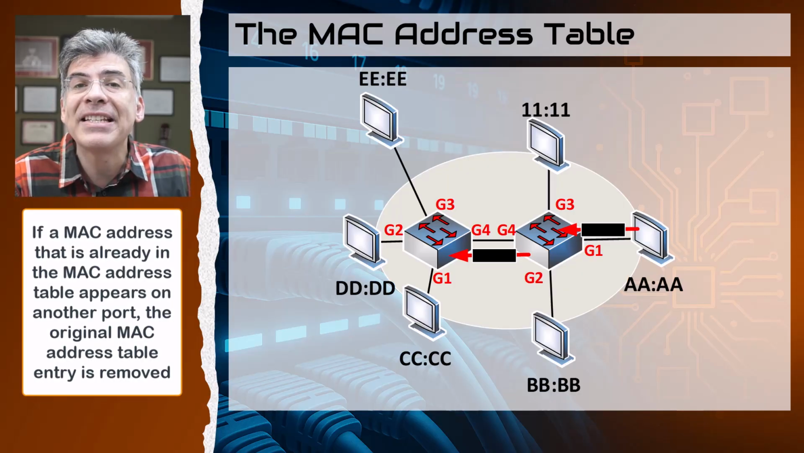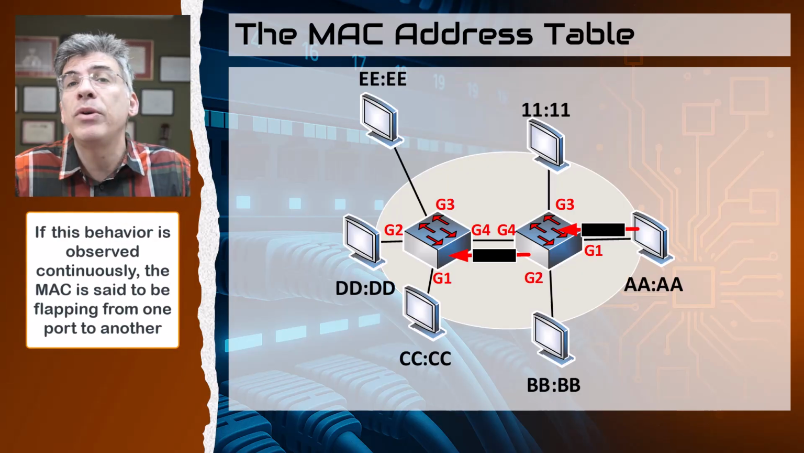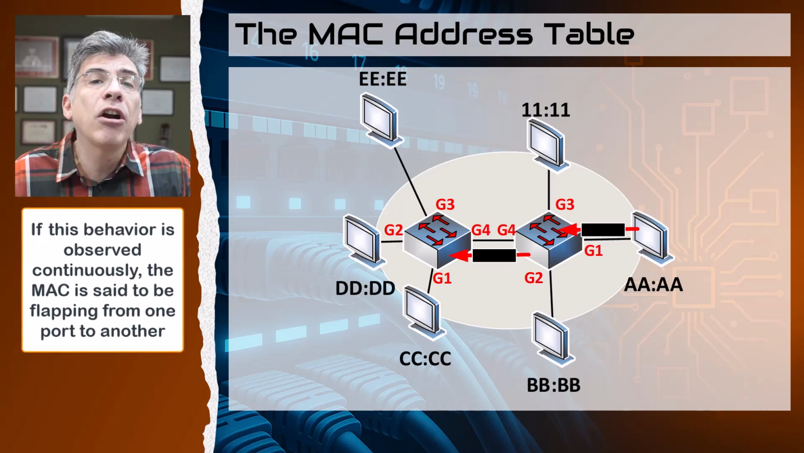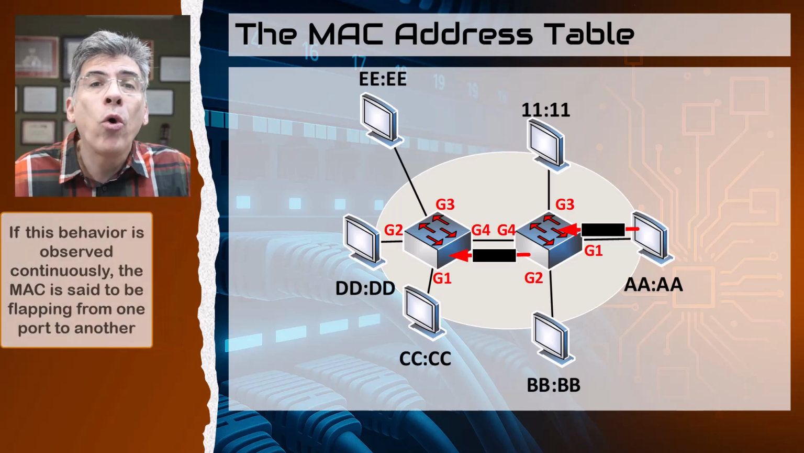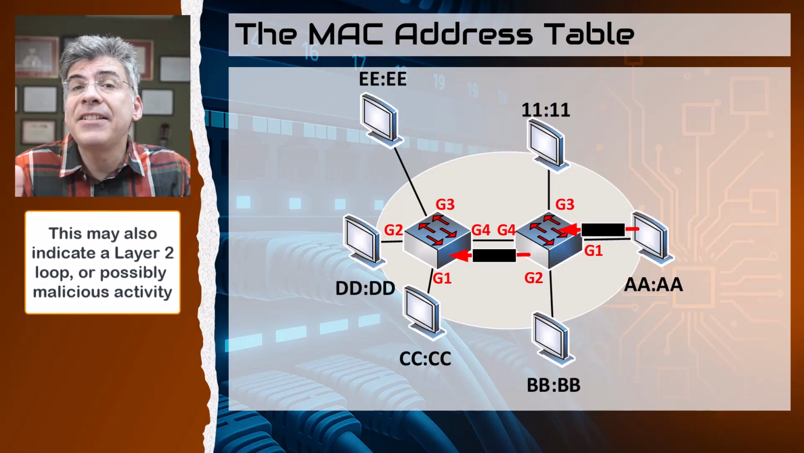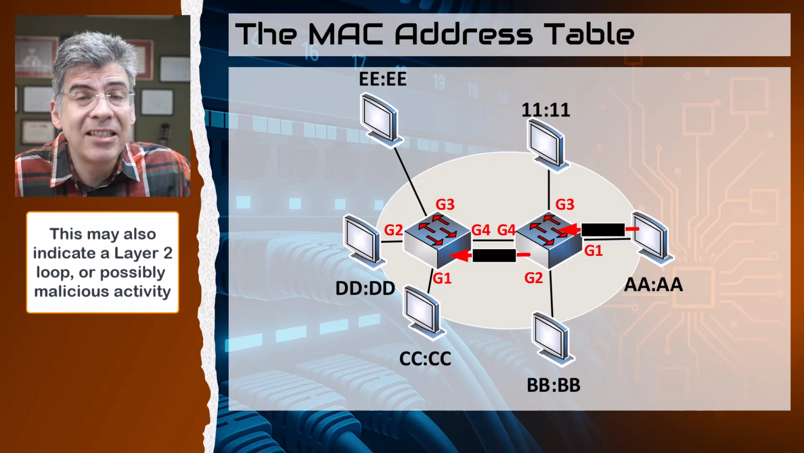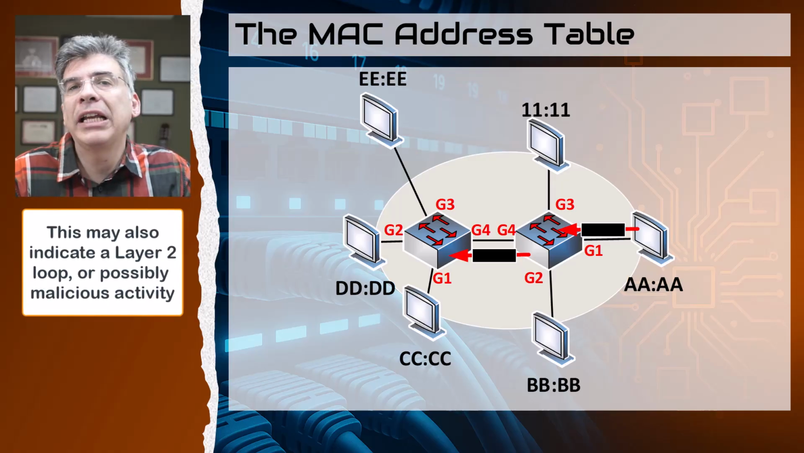If this happens continuously, the MAC address is said to be flapping between ports, something that can occur if a misconfiguration or a bad network design is applied. In any case, this phenomenon is something that's undesirable and may cause unpredictable behavior on your layer 2 segment.